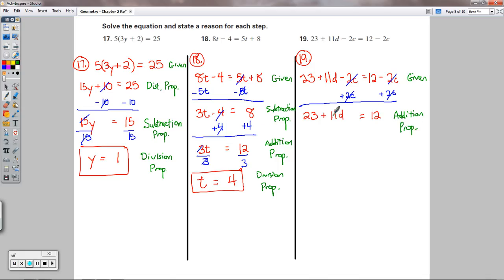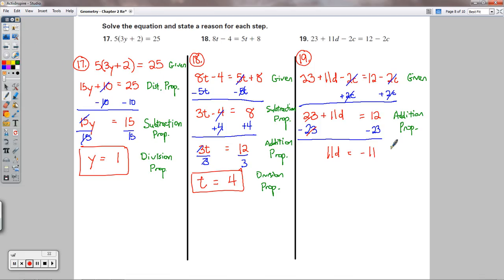From there, now I can just solve for d. I'm not going to be left with two variables. The c's have gone away. They're no longer with us. If I subtract 23 from both sides, this canceled, I'm left with 11d equals, this would be negative 11.